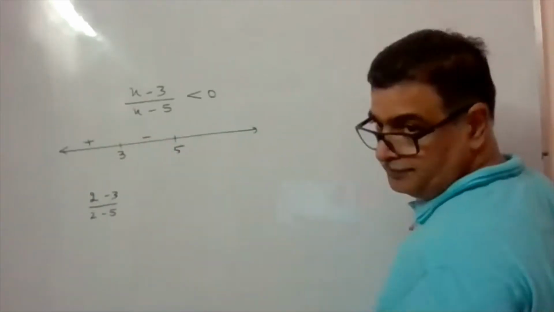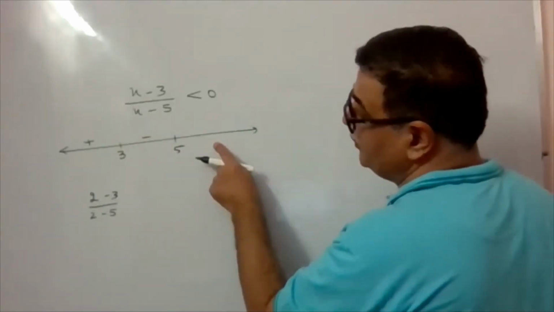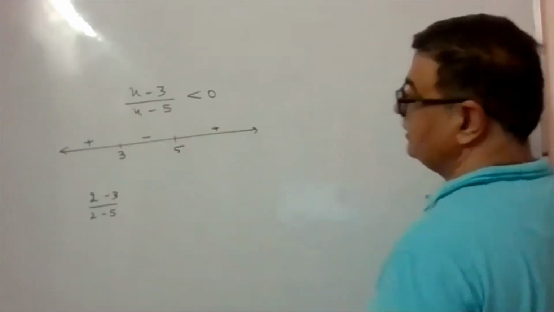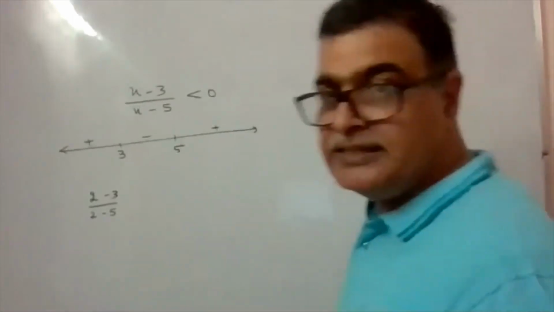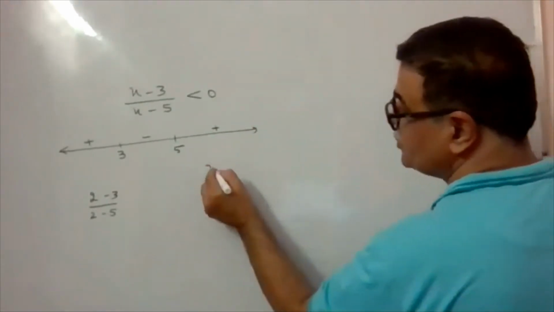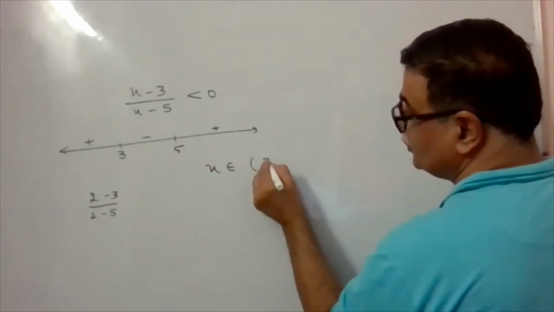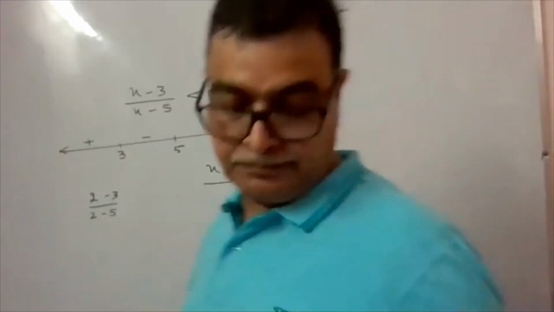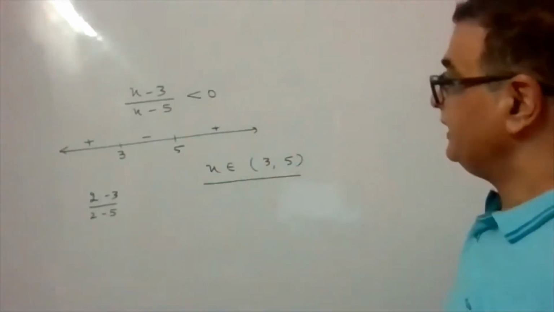For 5 and above, if you take 6, both will be plus, so it comes out to be plus. What do you want in the answer? Less than 0. Less than 0 means we should say x belongs to 3 to 5 is the answer. Next question please.